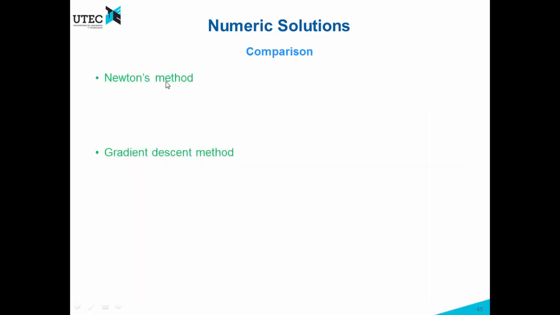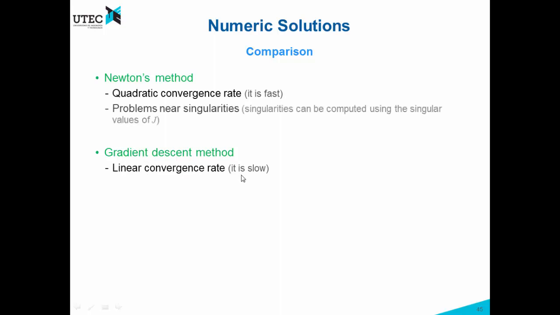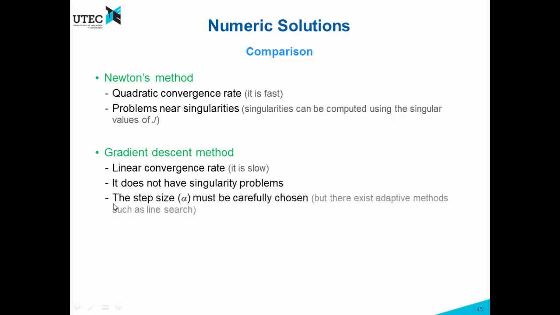The comparison is the following. Newton's method has quadratic convergence rate, which means that it is fast. The gradient descent method has a linear convergence rate, which means that it is slow. In Newton's method, there are problems near singularities. Singularities can be computed using the singular values. In the gradient descent method, there are no singularity problems. Also, in gradient descent, the step size must be carefully chosen. However, there exist adaptive methods such as line search for wisely choosing this alpha. We are not going to see that, however.